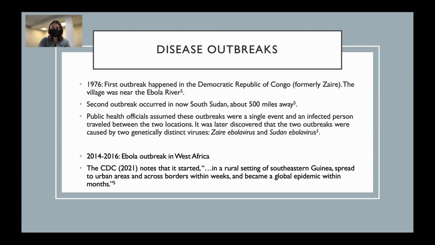It was later discovered that these 2 outbreaks were caused by 2 genetically distinct viruses, Zaire Ebola virus and Sudan Ebola virus. The more commonly known outbreak of Ebola happened from 2014 to 2016, and this outbreak happened in West Africa. The CDC notes that it started in a rural setting of southeastern Guinea, spread to urban areas and across borders within weeks, and then became a global epidemic within months.